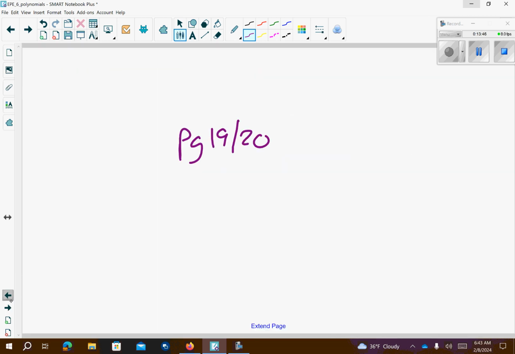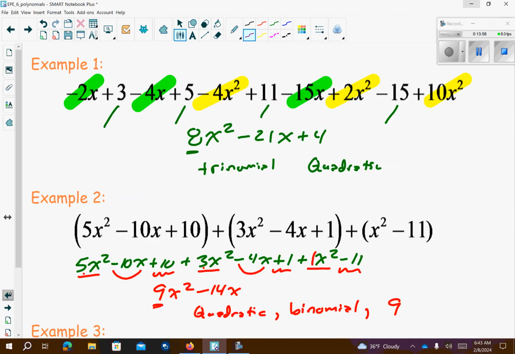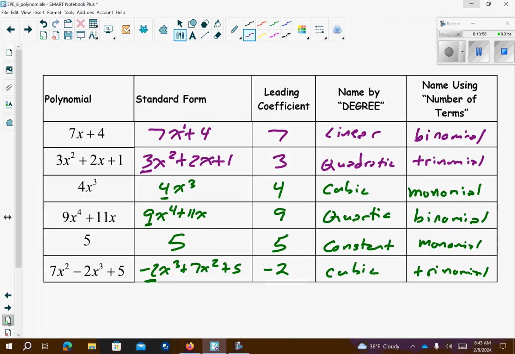So I'm going to do page 19 and 20, and I think you can do 1 through 18 all. But again, you can pause the video because I'll go right back to that screen. If you pause the video here, this is going to help you fill out that grid for 1 through 10. So go ahead and do page 19 and 20, 1 through 18 all.